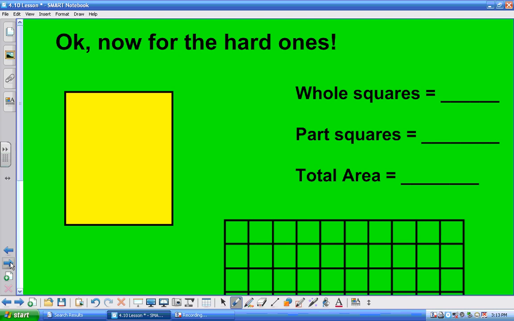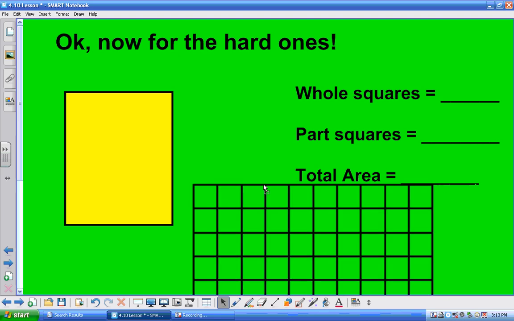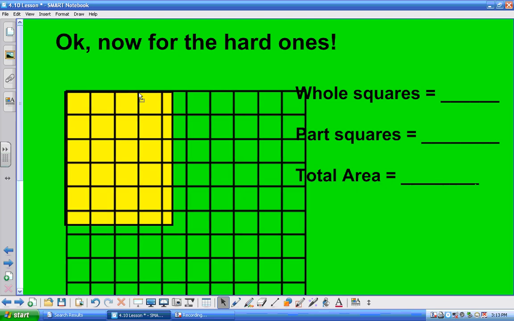Okay, that one's simple. All right, Abby, it's not simple. Do you think I would call it a hard one if it was a simple one? Put the grid up. It's easy. Look. Oh, it's not as easy as it looks, is it?